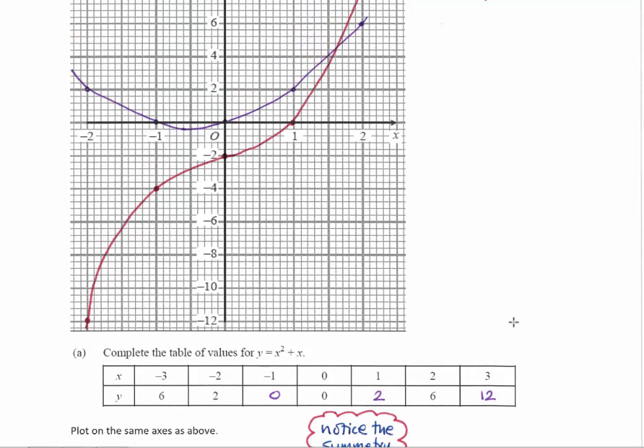The next thing I want to talk about is the fact that when you plotted 0 here and 0 here, because you know the shape of the curve, it has to dip slightly underneath.